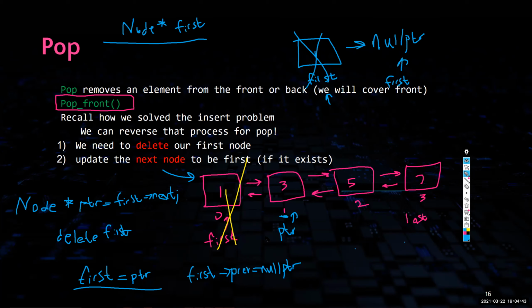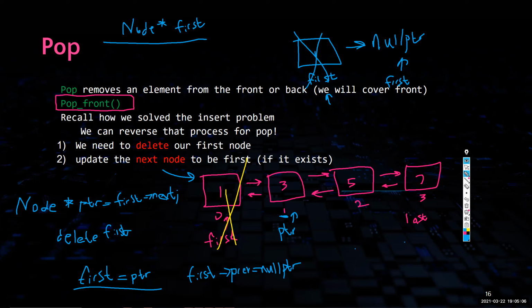Okay, that makes sense. So would the order be first you do the first equals PTR, and then you'd set the first prev equals null pointer, and then would you delete first, or like what's the order with that? Yeah, it's a great question. The order does matter, definitely. So what we do here is we first want to figure out what our new first should be. So PTR is going to be a placeholder for that.